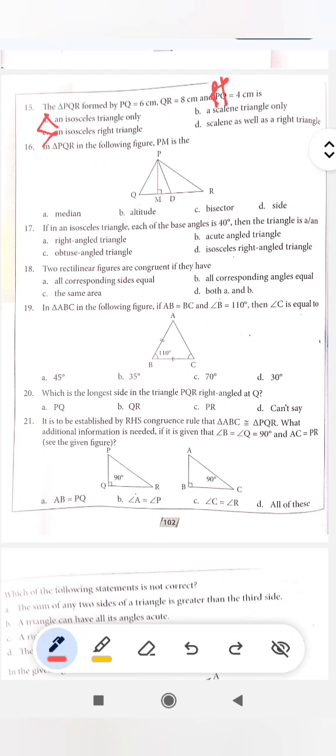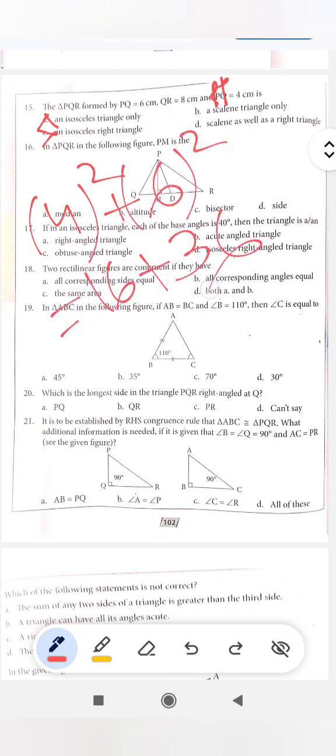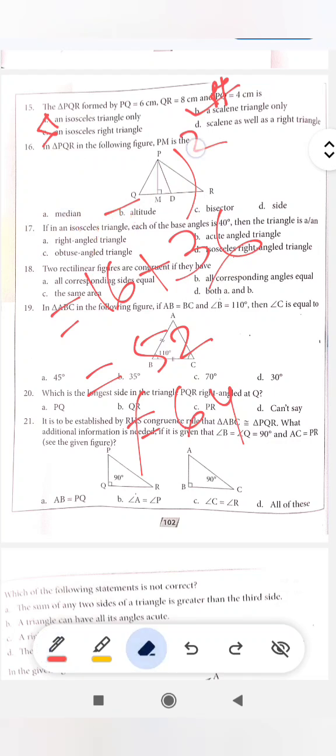Next, from B and D, scalene triangle or scalene as well as right angle. If it were a right angle triangle, the sum of the squares of the smaller sides would equal the square of the largest. Here the smaller sides are 4 and 6. 4 square is equal to 16, 6 square is equal to 36. 16 plus 36 is equal to 52, which is not equal to 8 square, that is 64. So this is only a scalene triangle, not a right angle triangle.